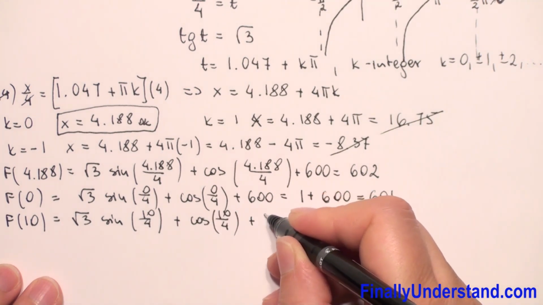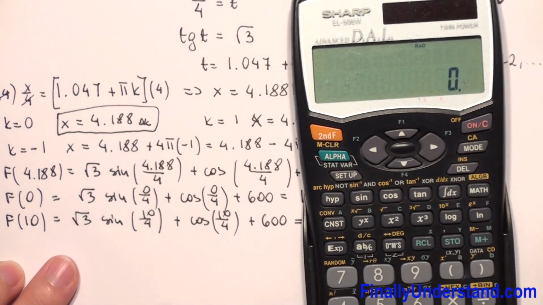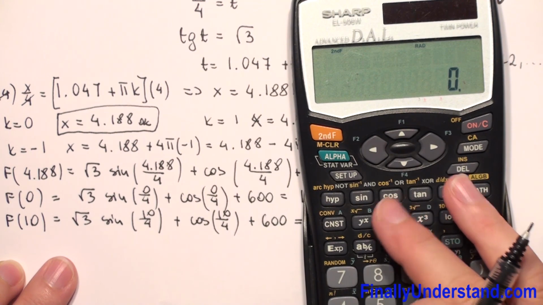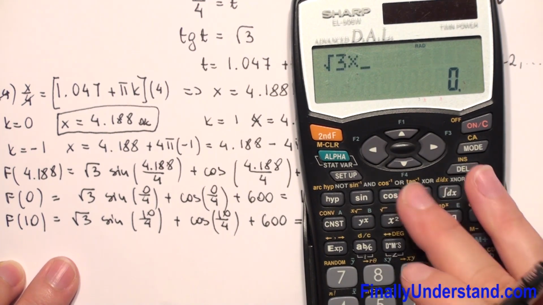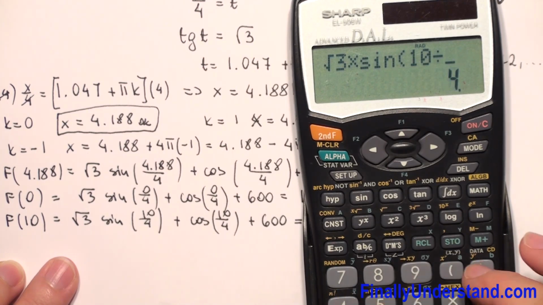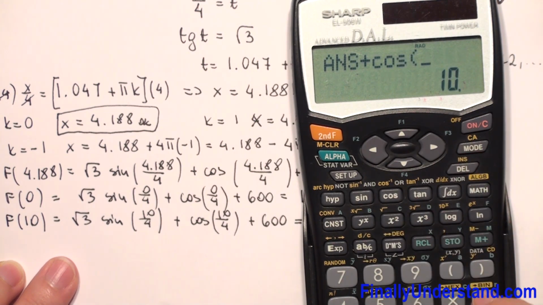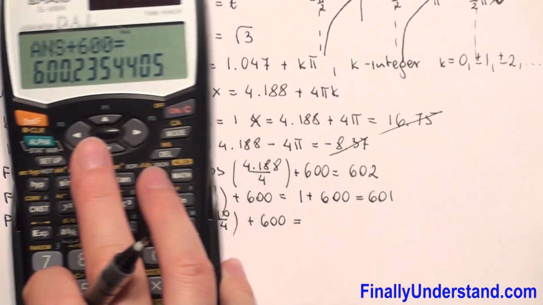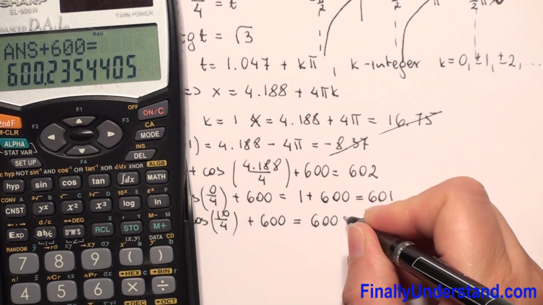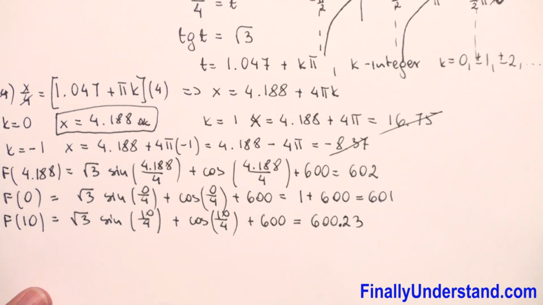Now we have square root of 3 sine 10 over 4 plus cosine 10 over 4 plus 600. This is equal. Let's use calculator. We have square root of 3 times sine 10 divided by 4 plus cosine 10 divided by 4 plus 600. This is equal 623.23.